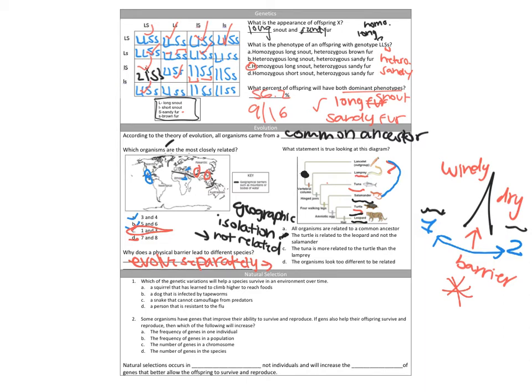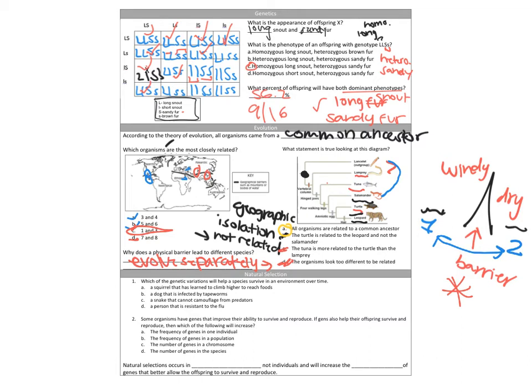Well, the tuna and the lamprey are closer, so we know the tuna and the lamprey are more related. That doesn't work either. The organisms look too different to be related. Well, although they do look different, guys, it's more than just the physical characteristics we can see with our eyes. We need to be thinking of the organism as a whole, and we know they come from that common ancestor, so they are related. The best answer here is letter A.